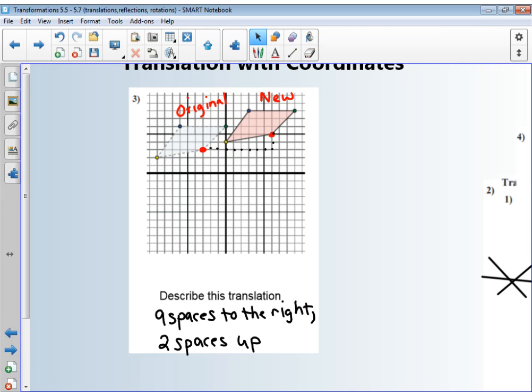Okay, that's my translation. So when they ask you to describe a translation, that's what they want you to do. They want you to just pick one point. And if I picked a different one, I would still get the exact same translation. So on this one, you get to pick one point and just count to get from that point to the other figure, how many places did you move, left or right, and then how many places up or down, okay? And you could reverse those, but usually the left to right is what's stated first. Okay, so let's go ahead and try one more of these.